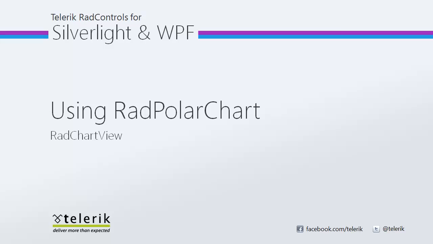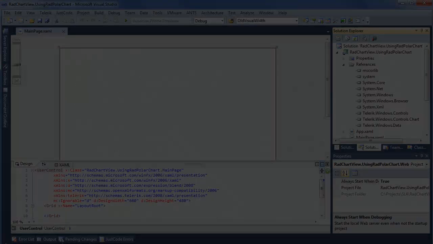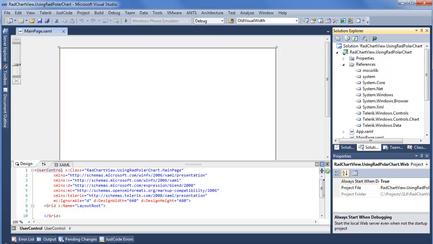Today we're going to take a look at using RadPolarChart, part of the brand new Rad ChartView control featured in the Telerik Rad controls for Silverlight and WPF's control suites for .NET XAML development. In today's video, we're going to take a quick step through creating a brand new RadPolarChart, which includes defining the chart grid, choosing the axis types we want to display, and adding and customizing data series that we want visible on the chart area. To do this, we're going to step into Visual Studio 2010.